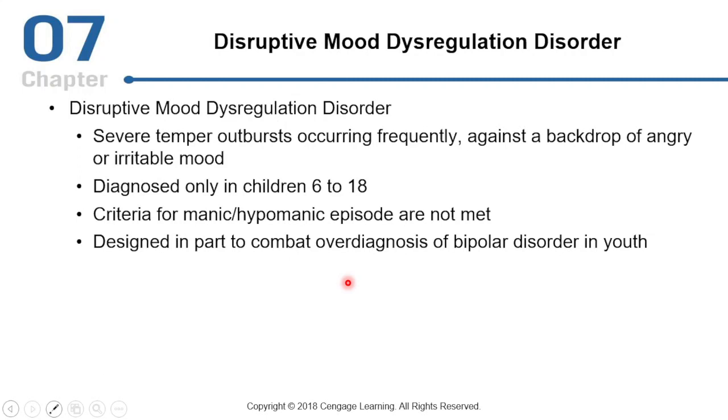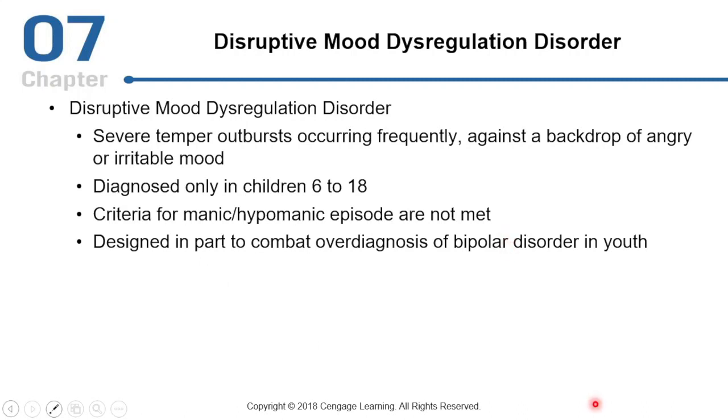Okay. And then another is disruptive mood dysregulation disorder. Ito naman more on sa mga bata. There is a severe temper outburst occurring frequently against a backdrop of angry or irritable mood. So ito, lagi siyang galit. Tapos, it can only be diagnosed in children of 6 to 18 years old. And the criteria for manic and hypomanic episodes are not met. And it is designed in part to combat overdiagnosis of bipolar in youth. So kaya may gantong disorder na ginawa.